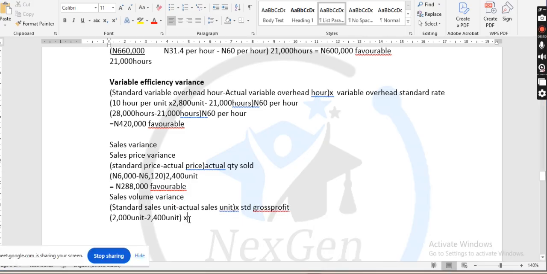So what is the standard gross profit? 1, 2, 1. Is it favorable or adverse? Favorable. 480,000. Is it favorable? Because the sales is more, the actual is more than the standard. Because they sold more. Okay, so what is the favorable figure? 480,000.